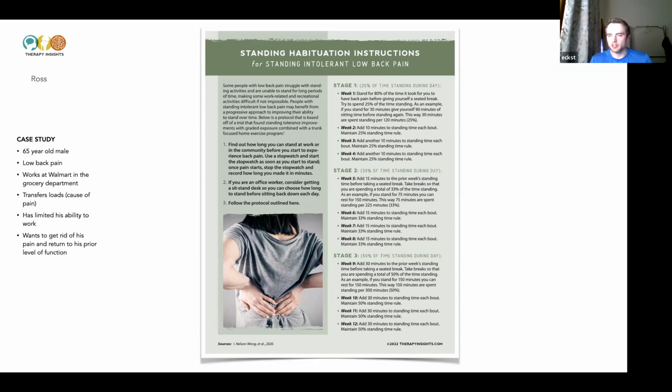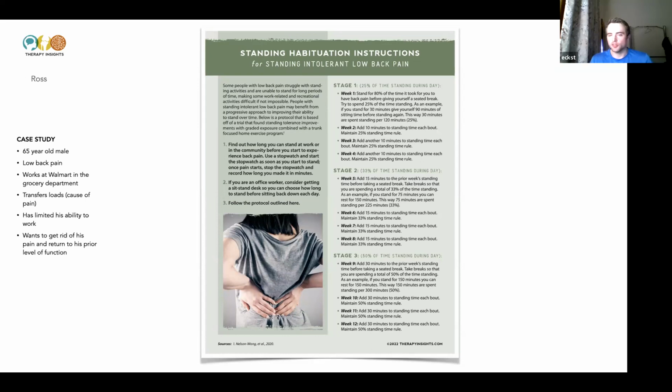The one caveat to this, though, is you really would need management. So I don't know how flexible Walmart would be with this, but you would need management on board to let you take seated breaks during the day for this to work. But the idea is you find out how long you can stand before you start to have pain with a stopwatch. And then you start at about 80% of that time, and you let yourself stand for that period of time, and then you take a break. And how long you break or how long you stand depends on what stage you're in.